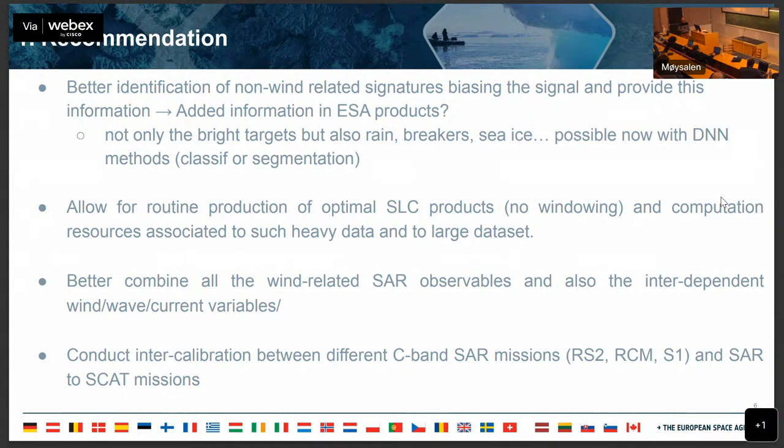Yeah, Ben? So for the top line, are you thinking of actually classifying, removing the bias, you know, the other signatures, or actually identifying them? So identifying, this is sea ice, this is surfactants, along with this is wind.